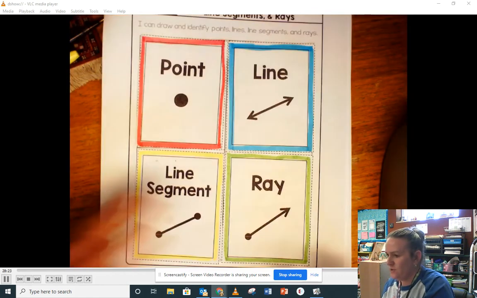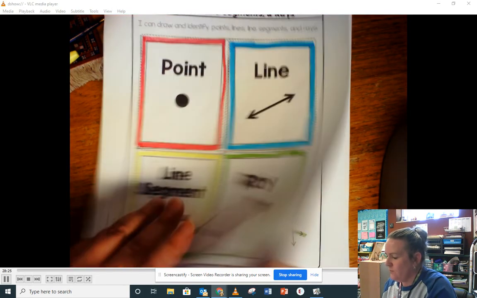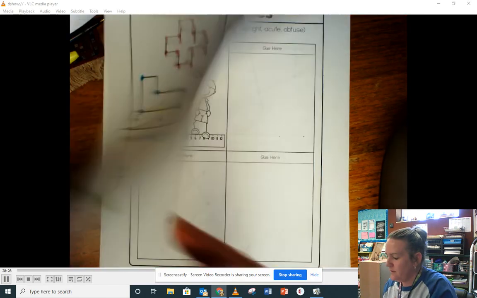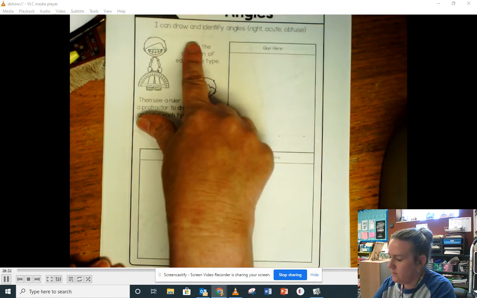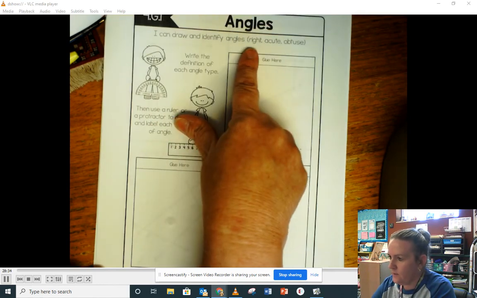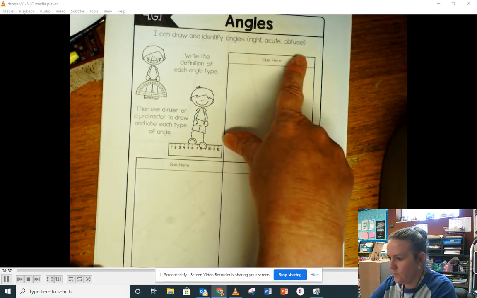That is lesson 2, and tomorrow we will move on to lesson 3, where we will talk about the different kinds of angles: right angles, acute angles, and obtuse angles.